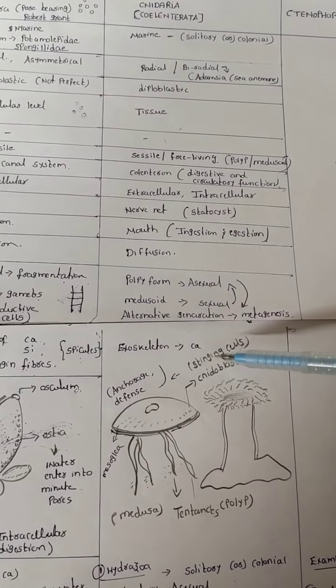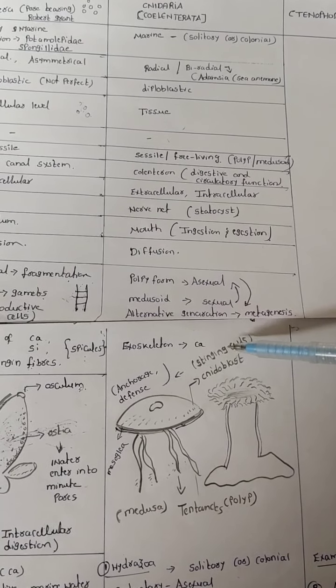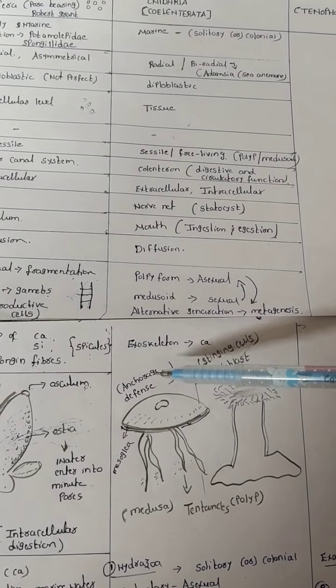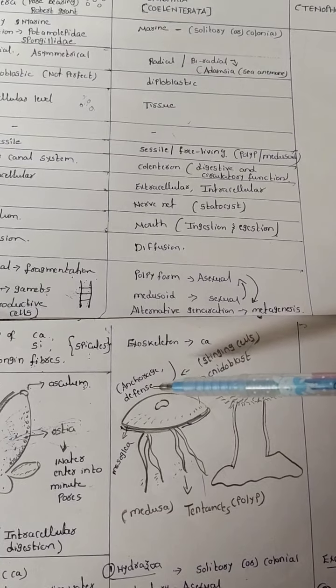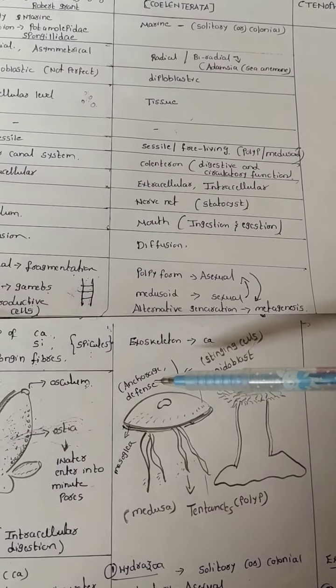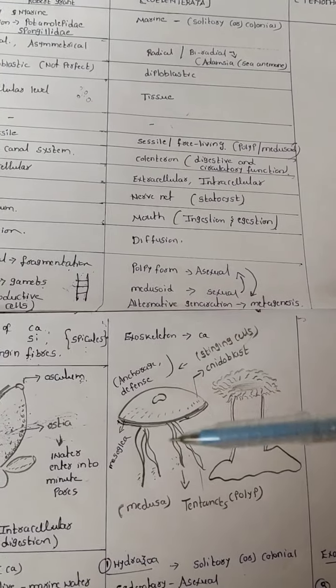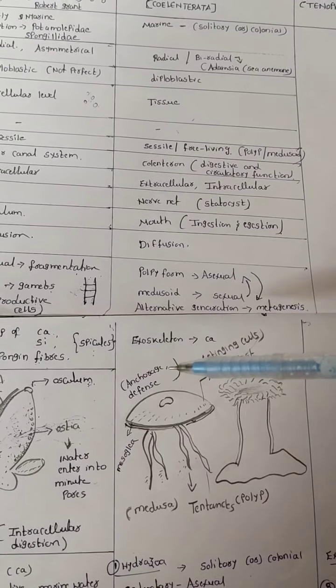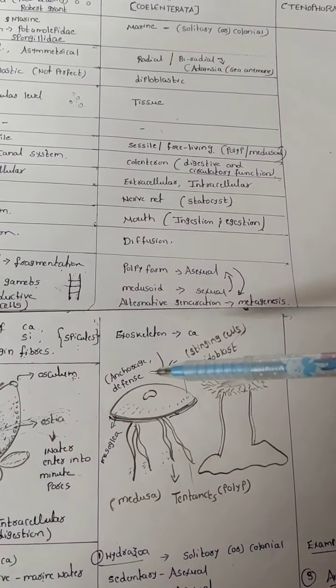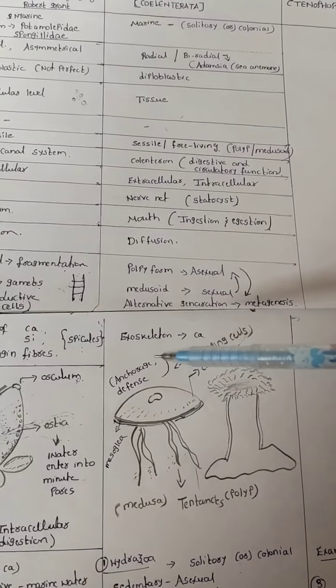What is the use of these stinging cells? These stinging cells are useful for anchorage and also defense and escaping from the predator. Here, what is meant by anchorage and defense?